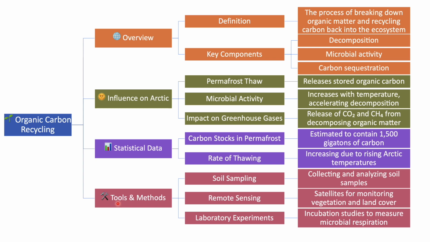So what are the ways by which we can study or understand this? One is soil sampling. We can collect and analyze soil samples to see what the change in carbon is. The other one is remote sensing, where satellites are used for monitoring vegetation and land cover change. The third one is laboratory experiments, where we can do incubation studies to measure microbial respiration.